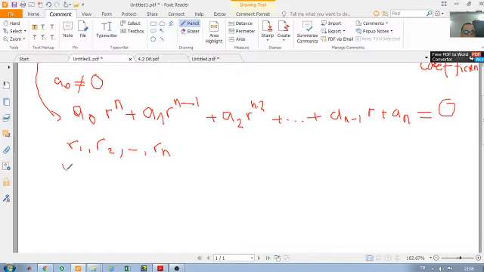So in this case, the corresponding special solutions will be e to the power r1t, e to the power r2t, e to the power r3t, and so on. If the roots are real and different from each other, the special solutions will be like that, up to e to the power rnt.